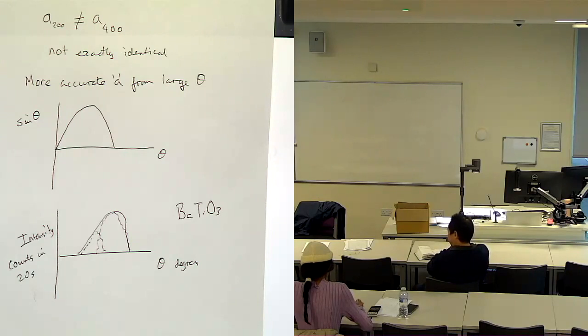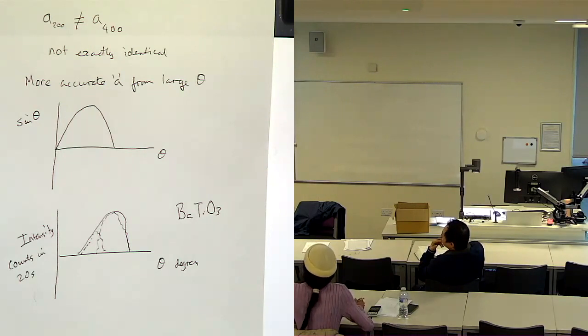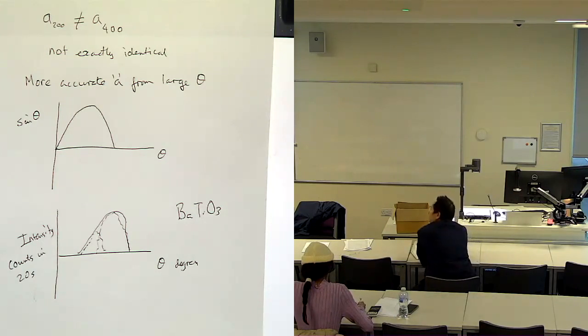Now, I haven't taught you this, but one reason why the peak is so broad is because the barium titanate is there as a powder. That means the crystals are very small. The smaller that you make the crystals, the less the Bragg law is properly satisfied. Whereas the lithium fluoride was a large single crystal. But I haven't taught you that.